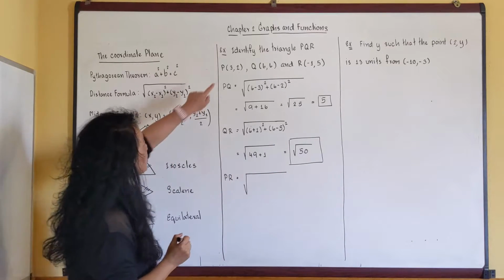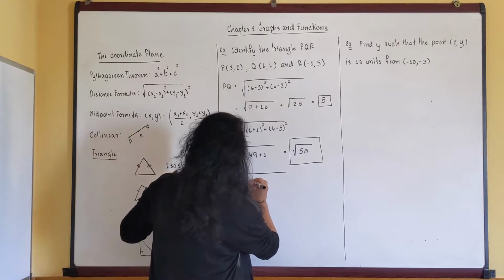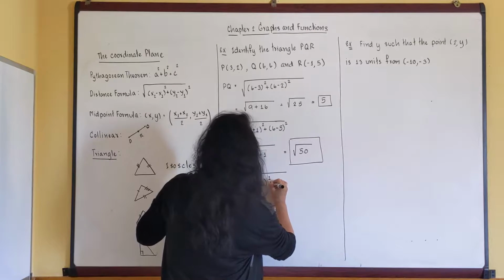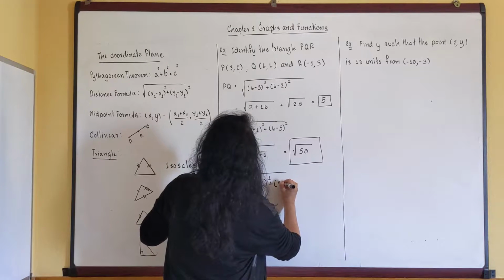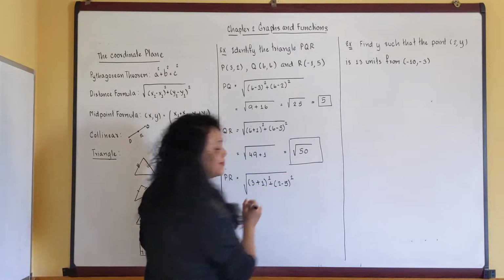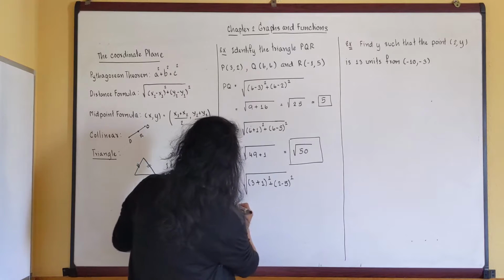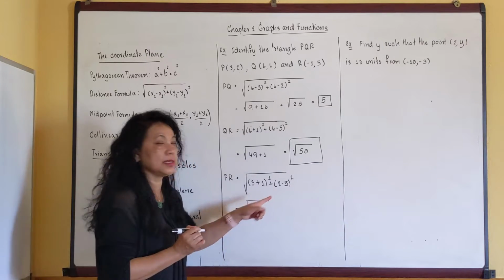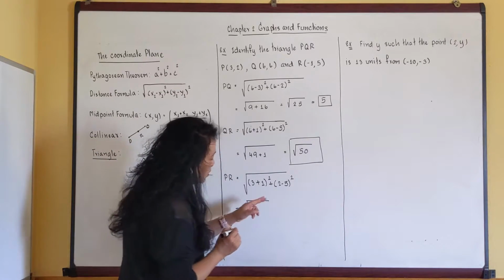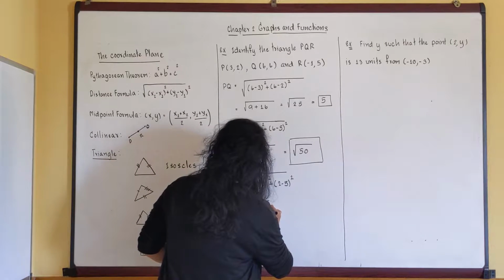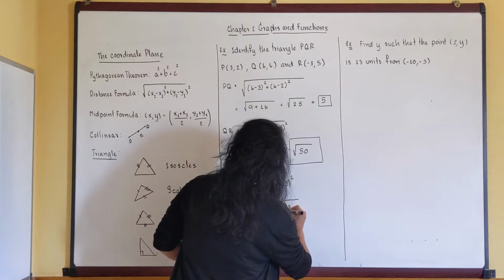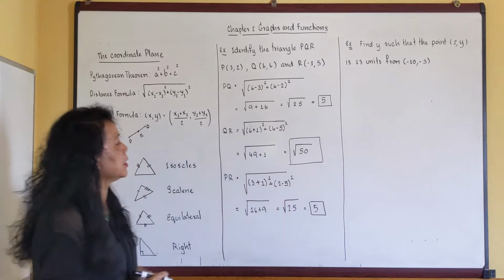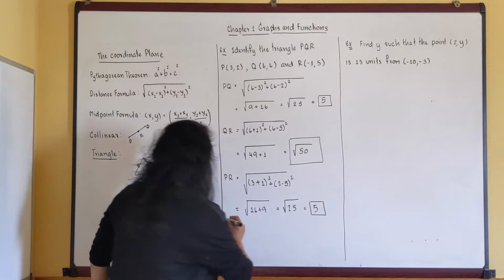So x2, let's call this x2. So x2 minus x1, which becomes plus, squared, plus y2, which is 2, minus y1. Alright, so I have 4 squared here, which is 16, plus 3 squared, which is 9. So that is the square root of 25, which is 5. Now we have two sides that are equal, so it is an isosceles triangle.